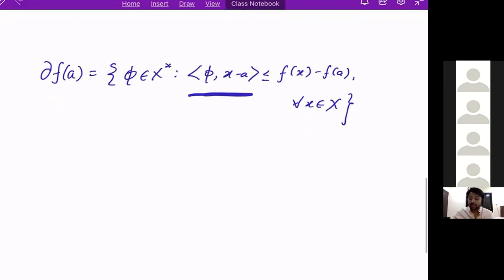And to give you an example, consider this minus modulus of x map. It's a very nice map. It's continuous, it's convex, it's concave, but still its Fenchel subdifferential turns out to be an empty set. You can just work it out, and it turns out to be an empty set. So it's the convexity that plays a key role in that.